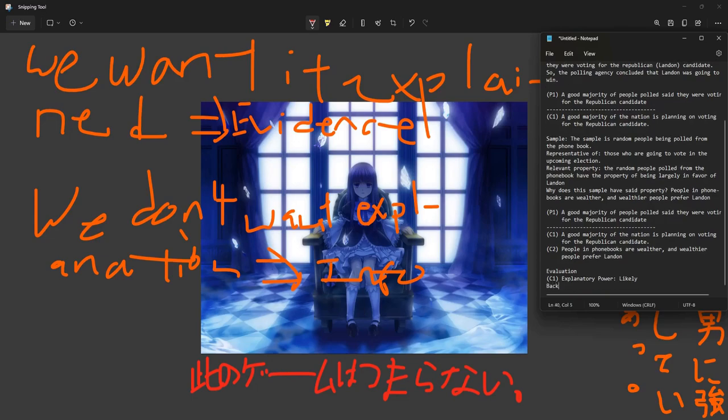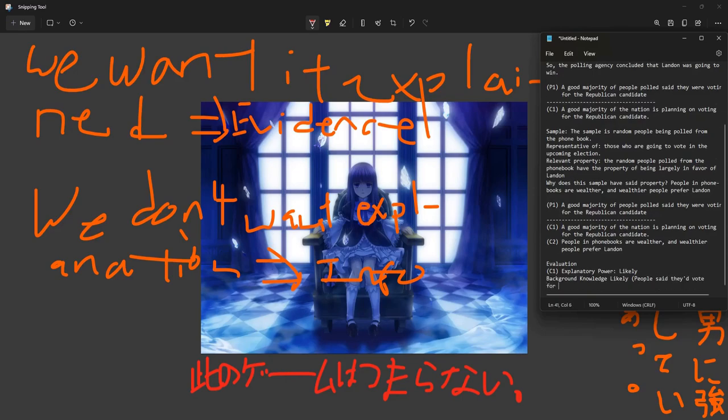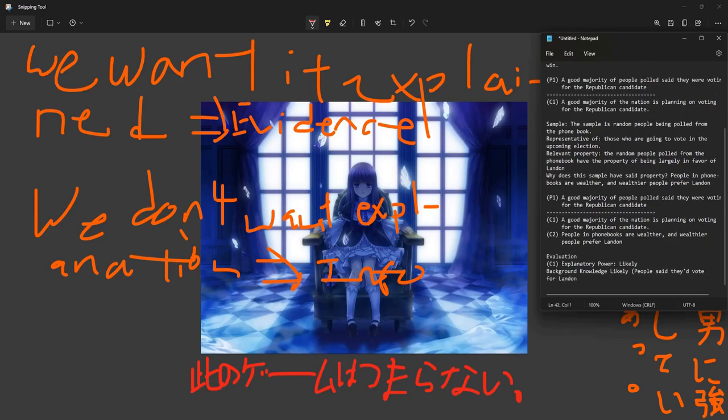And we have background knowledge. People said that they would vote for Landon in P1. In the actual statement, people said they'd vote for Landon. Okay. I had a friend in high school called Landon. He was a decent person.